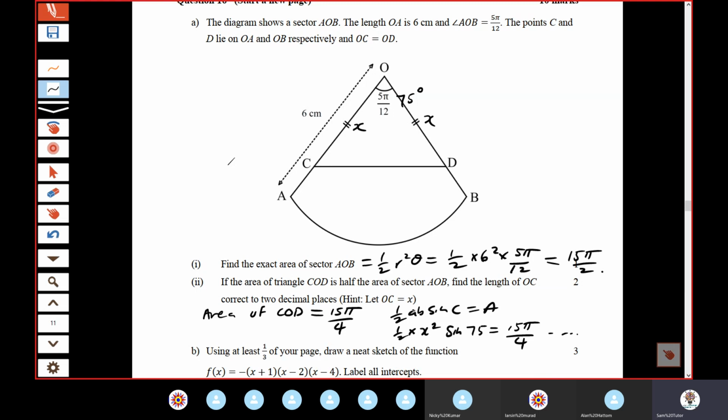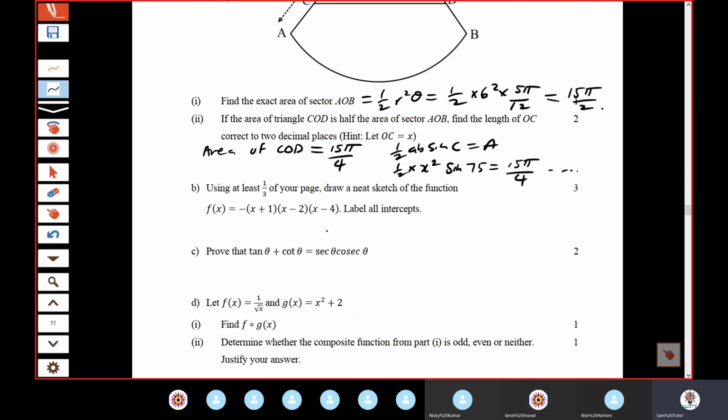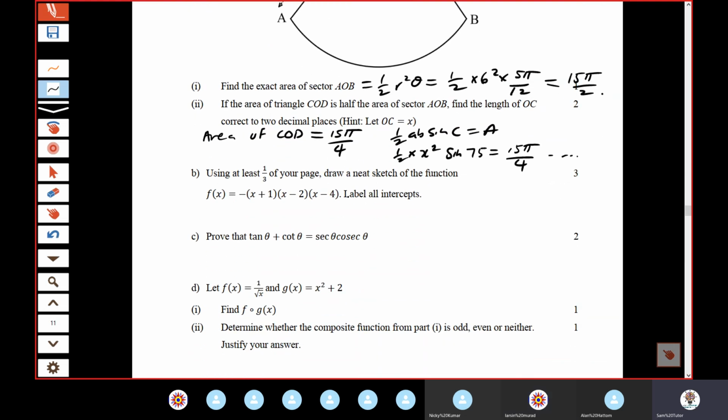Any questions? Last one out of the two now? Oh yeah, that's good. This, again, you guys probably just forgot about it because of term 1 stuff.